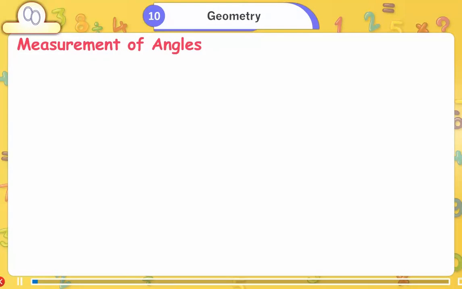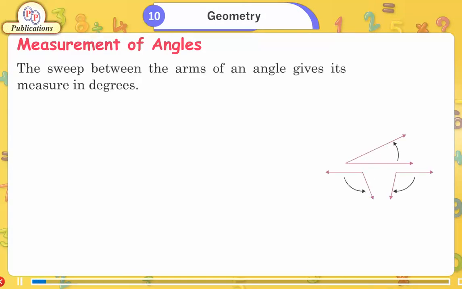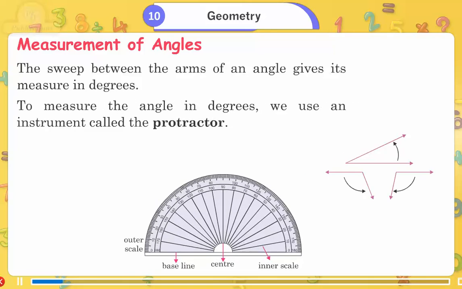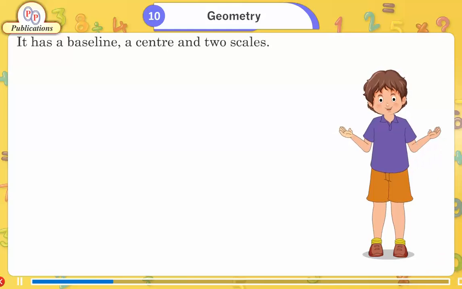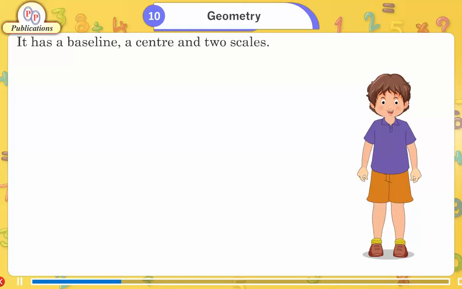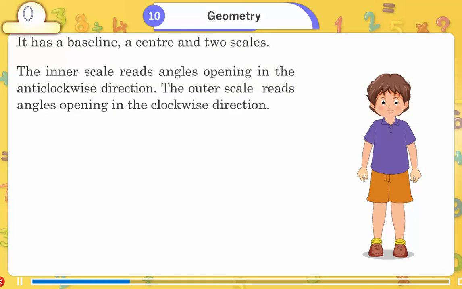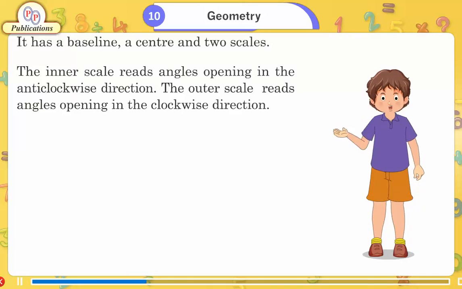Measurement of angles. The sweep between the arms of an angle gives its measure in degrees. To measure the angle in degrees, we use an instrument called protractor. A protractor is shaped like half a circle and is divided into 180 equal parts called degrees. It has a baseline, a center, and two scales. The inner scale reads angles opening in the anti-clockwise direction. The outer scale reads angles opening in the clockwise direction.